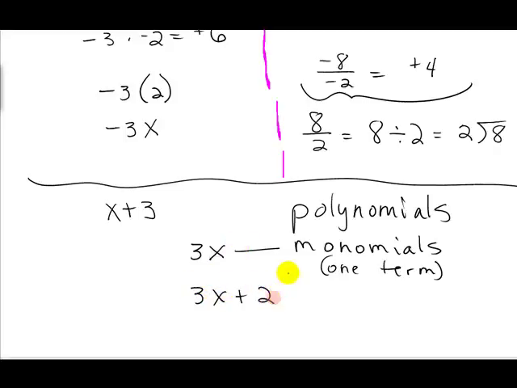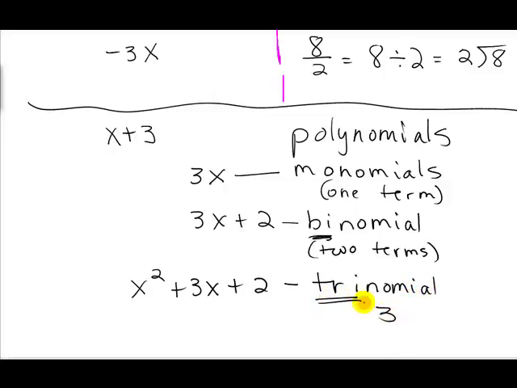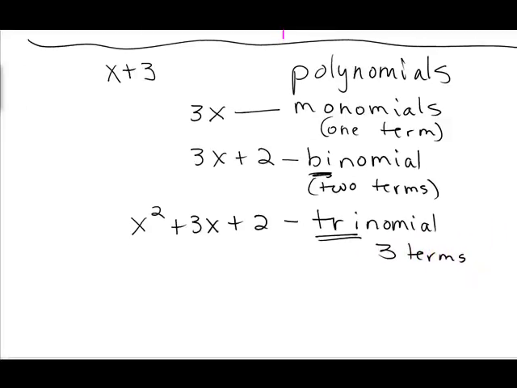3x plus 2 would be a binomial. We're going to have two terms. x squared plus 3x plus 2 is a trinomial. Tri meaning three terms. Anything more than that is just a plain old polynomial.